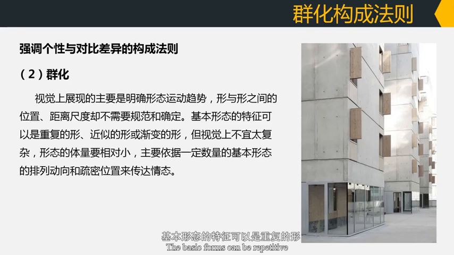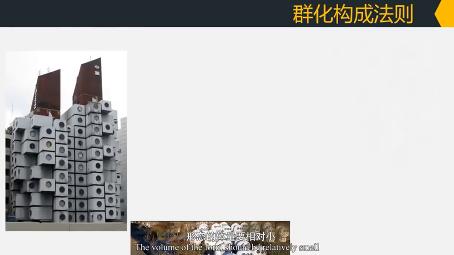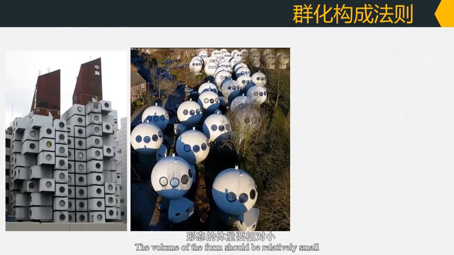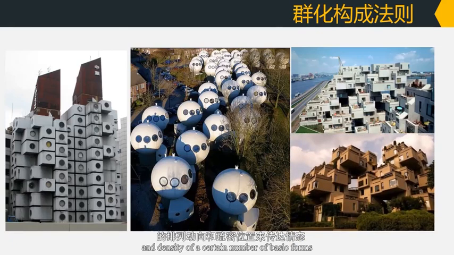The basic forms can be repetitive, approximate, or gradient, but it should not be too visually complex. The volume of the form should be relatively small. The design intent is conveyed through the arrangement, position, and density of a certain number of basic forms.